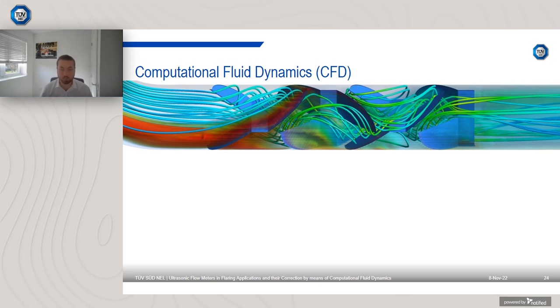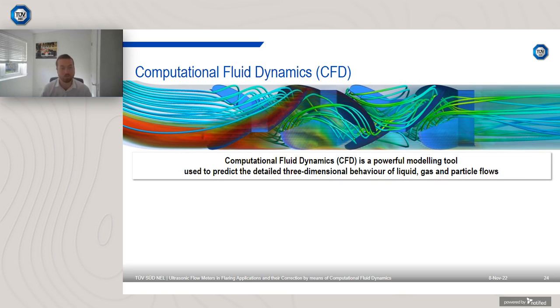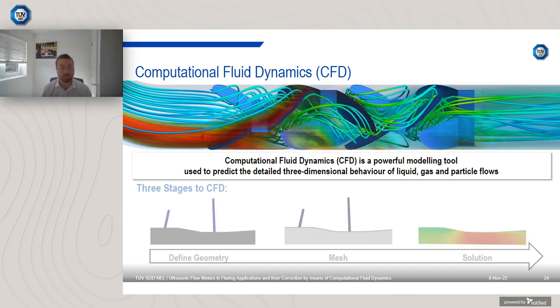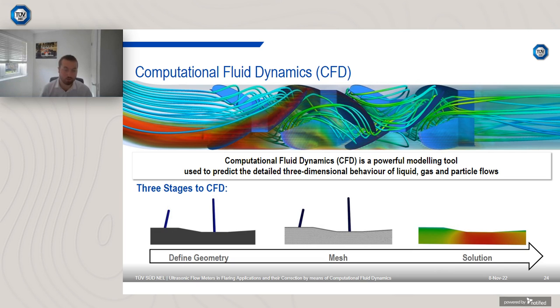So, CFD, or Computational Fluid Dynamics, is a powerful modelling tool used to predict the detailed three-dimensional behaviour of liquid, gas and particle flows. It's usually split up into 3 different stages. First you have your geometry, and this is where a client would supply you with a CAD, and you would essentially extract the fluid volume from this CAD. You then move it into the mesh solver, and this is where you discretize that geometry and you create subdomains.